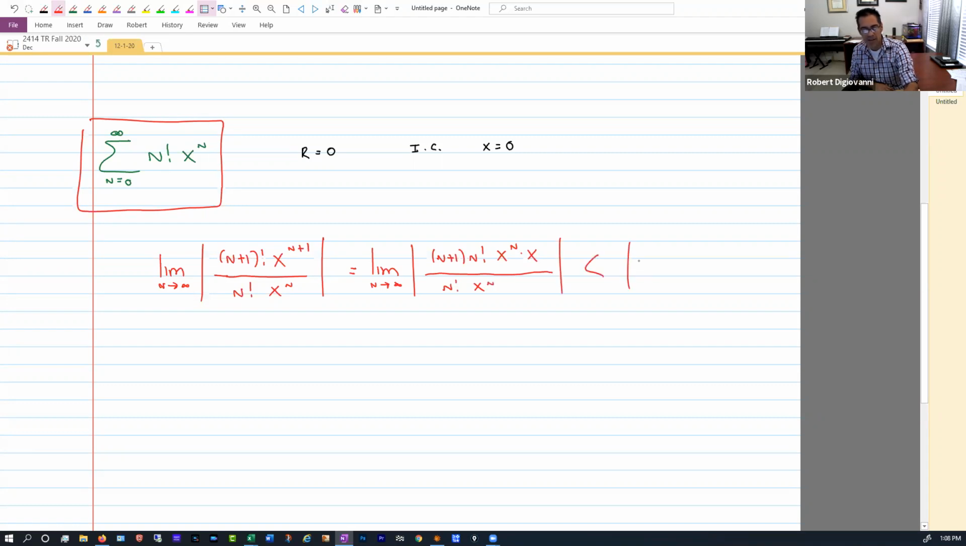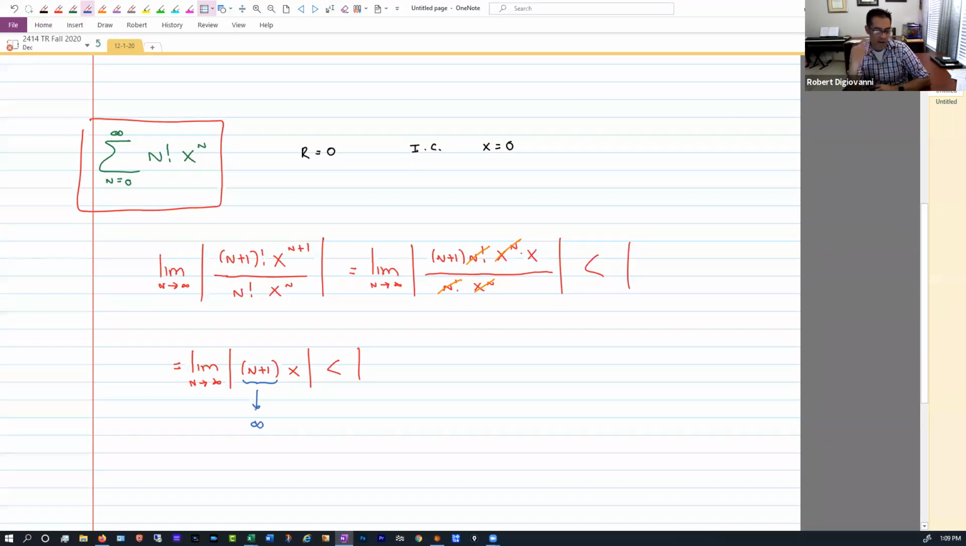Oh, we need this to be less than 1, right? For the ratio test to work, or to get convergence. So we get stuff to cancel here. And now we have this very interesting limit. The only thing that's left here is the n plus 1 times x, and we need that to be less than 1. But there's a problem. Do you all see that no matter what I pick for x, this thing right here is headed to infinity?